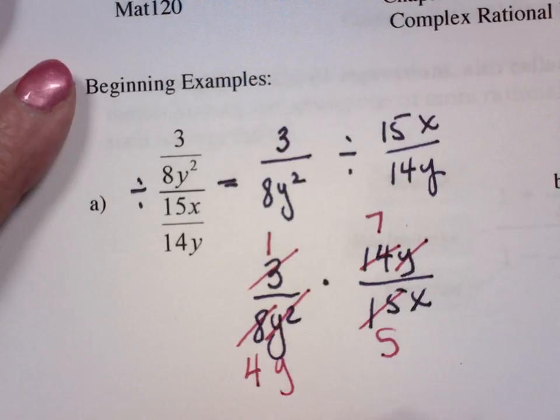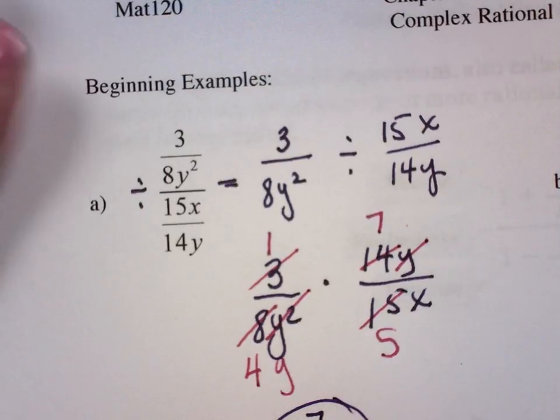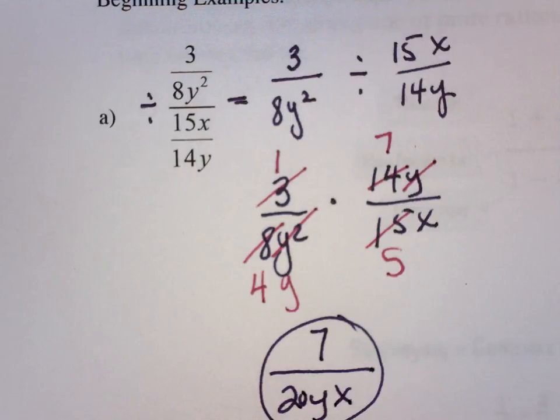So if I multiply across, I get 1 times 7, which is 7. 4 times 5y is 20y. 20x. Oh, yx. Okay, thank you. Whoops. Sorry about that.